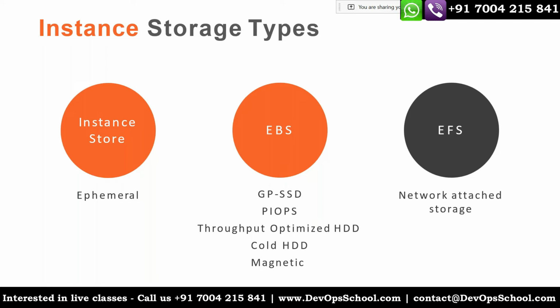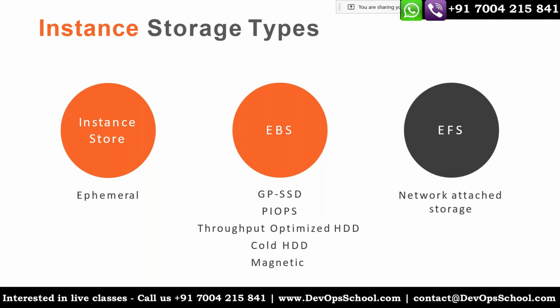Now EBS, the one which is the topic further now, has multiple types actually. It's like GP SSD, which means general purpose SSD. PIOPS means provisioned input output per second. Throughput optimized HDD, cold HDD, and magnetic.